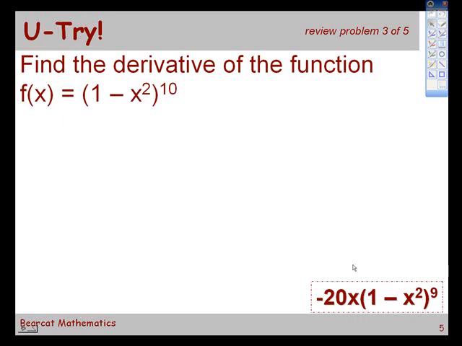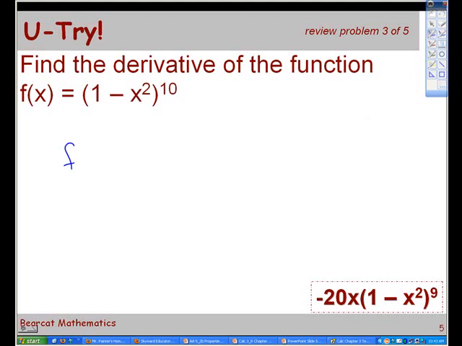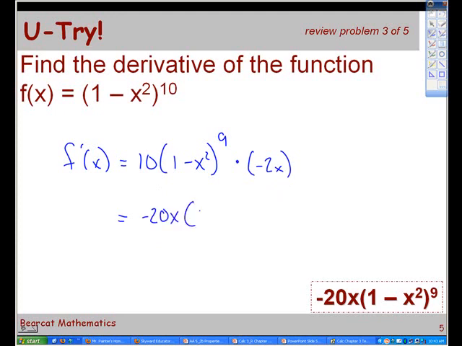Wait, yes, I would like to see that, please. Really? Okay. We're going to take the 10 out here, right? Reduce that down to a 9. But because this is not just x in here, it's a function, we have to multiply by the derivative of 1 minus x squared to follow the chain rule. So that's going to give me the negative 2x. The negative 2x times the 10 is where the negative 20x comes from. Okay?